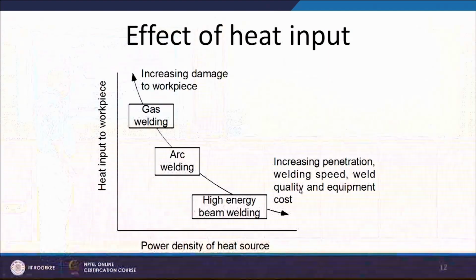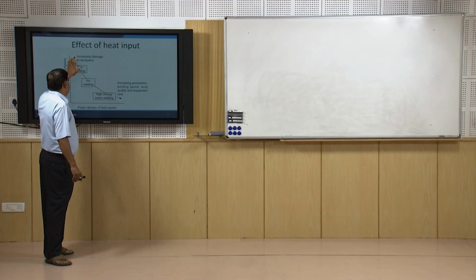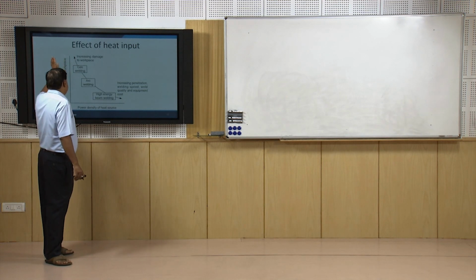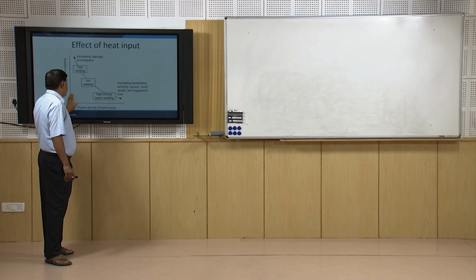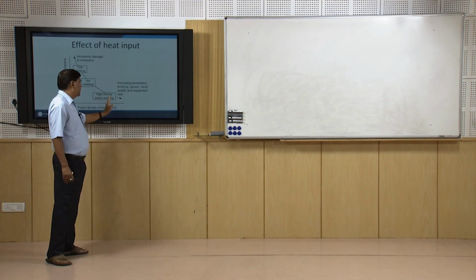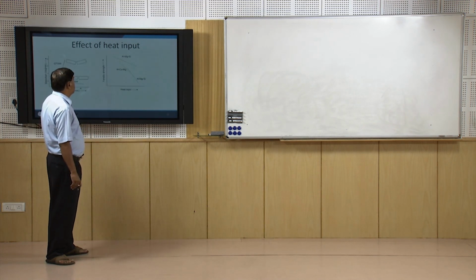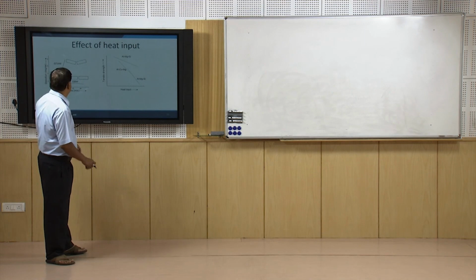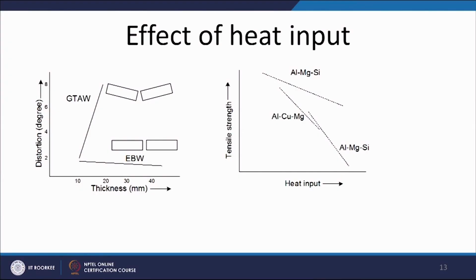So, this is how we can see that the adverse effect of the heat input on the workpiece is more when we work with low power density welding processes as compared to the case when we work with high power density processes. This is what we can see from this diagram also. Here this is the distortion on the y axis and this is the thickness of the plate. In general, an increase in thickness increases the angular distortion, especially in the case of gas tungsten arc welding, but there is no major change as far as electron beam welding is concerned.